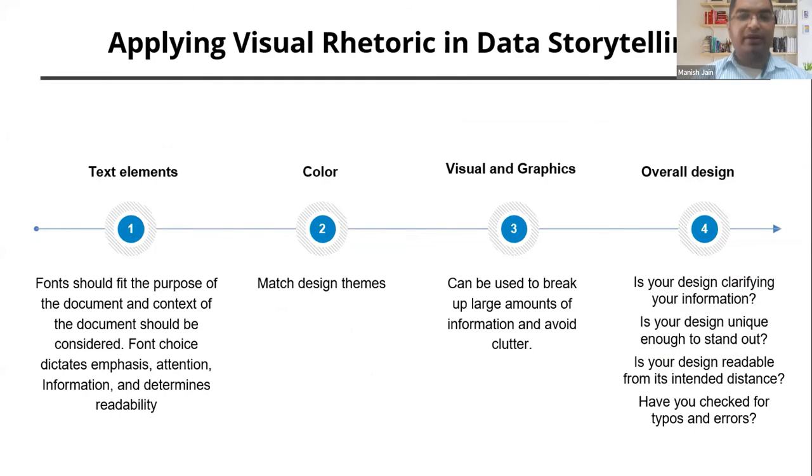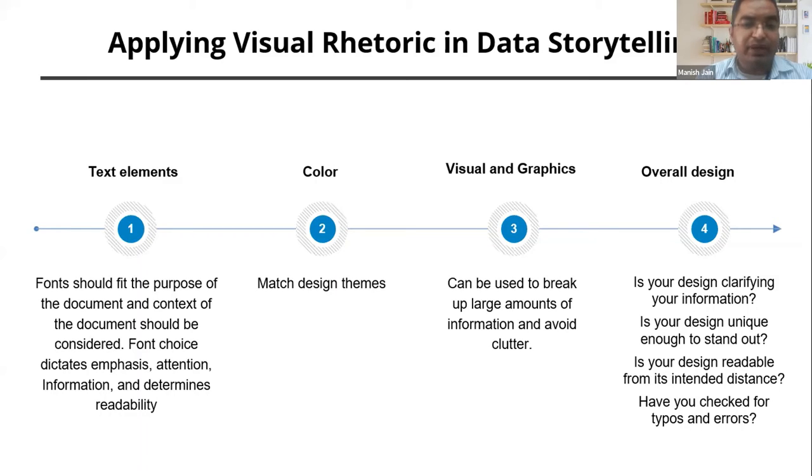Okay, so whenever you want to add these parameters into data storytelling, we need to understand the text element. Just make sure that we are using the proper font and putting it in the proper context or place. We need to use the theme as per the design or as per the objective. After that, we need to use proper graphics and visuals, which can give us complete information, but make sure they do not mislead. Suppose I'm trying to say something and the message is giving a different meaning, then that is clearly a problem. Then we need to go for the overall design.